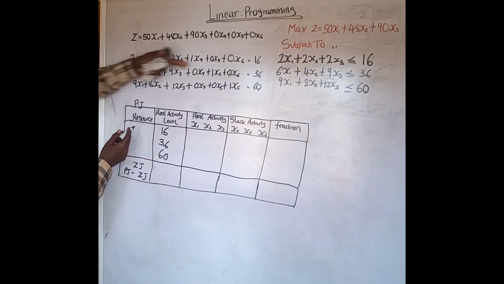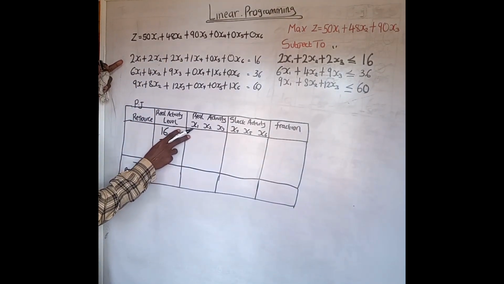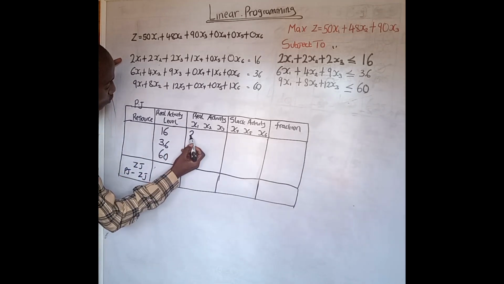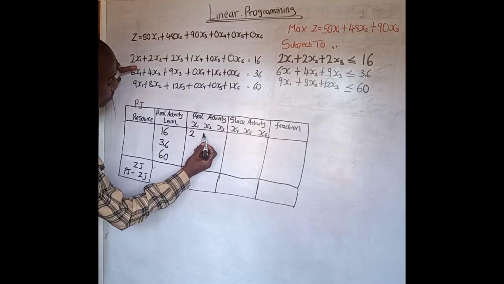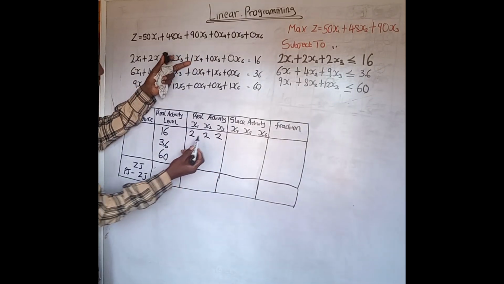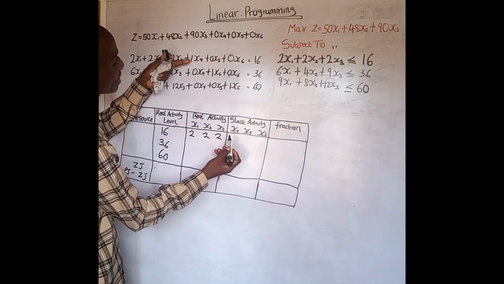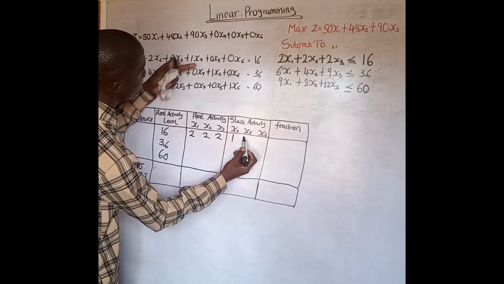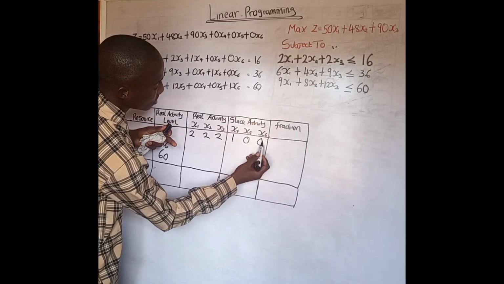For example, in constraint 1, I have the coefficient of x1 as 2, so I'm going to have 2 here. For constraint 2, I have 2. For constraint 3, I have 2. For constraint 1, for x4, I have 1, and for x5, I have 0, x6, 0.